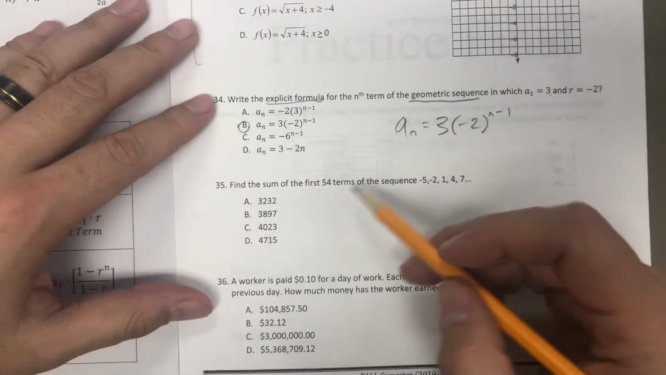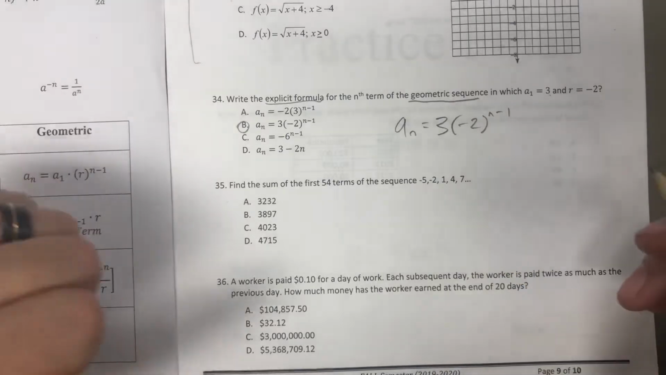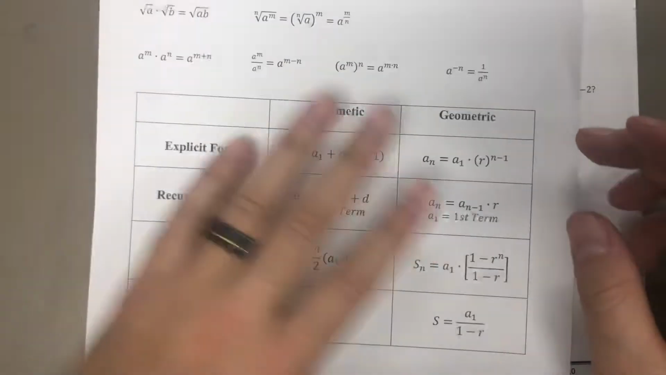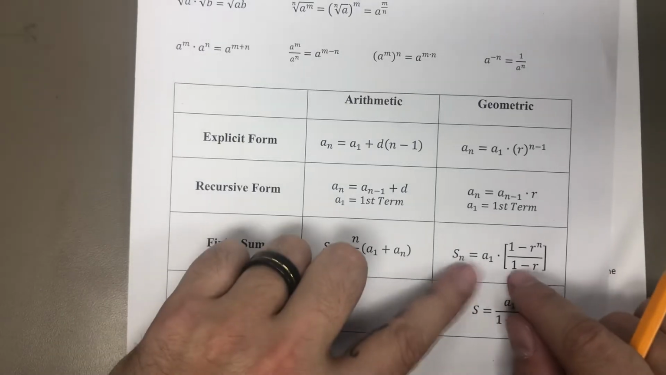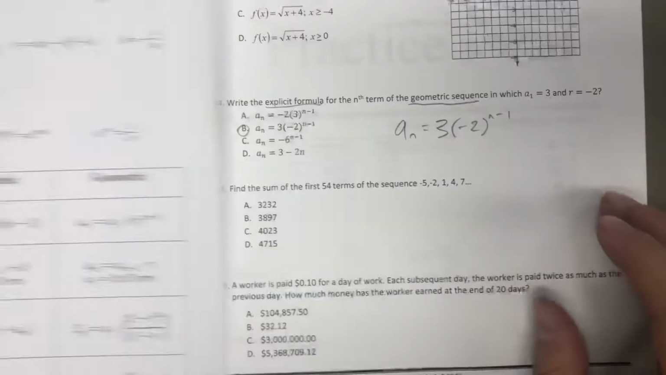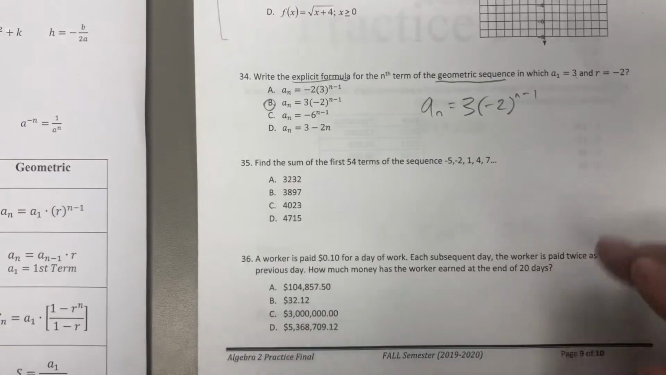Find the sum of the first 54 terms of the sequence. We better figure out what kind of sequence it is first because we have two summation formulas. This one for arithmetic sequences and this one for geometric sequences. That's for finite sequences, which this one is.